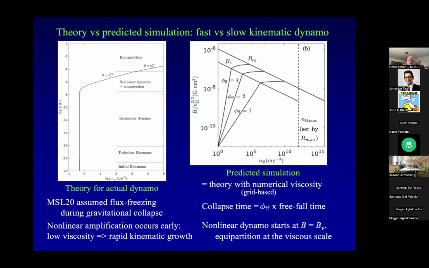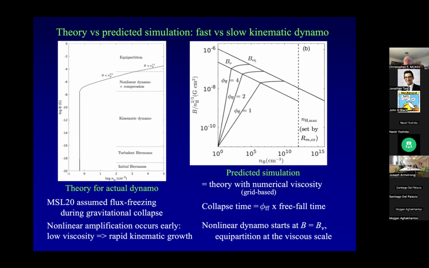So what is the situation in a simulation? Well, the axes are not the same here because now I'm plotting B over the 2/3 power of the density to take out that part of the variation. But I want you to notice on the left-hand side that if I divided by n to the 2/3, the vertical line would have been unchanged. That is basically constant density. So in reality, the kinematic dynamo is so fast that it occurs before there's any collapse. But because the numerical viscosity is large, the growth is much slower in the simulation, and you actually get a substantial increase in the density.